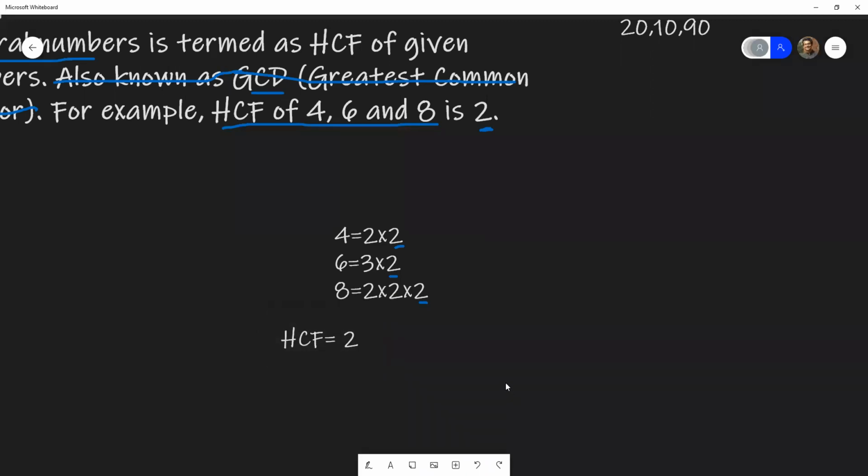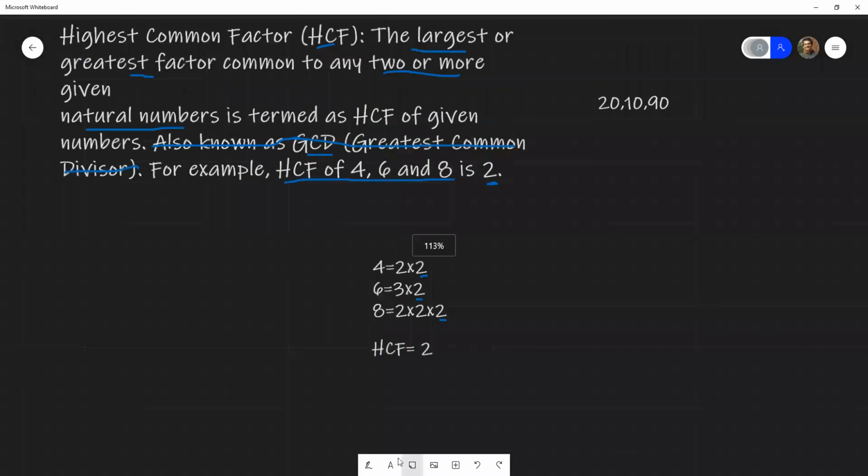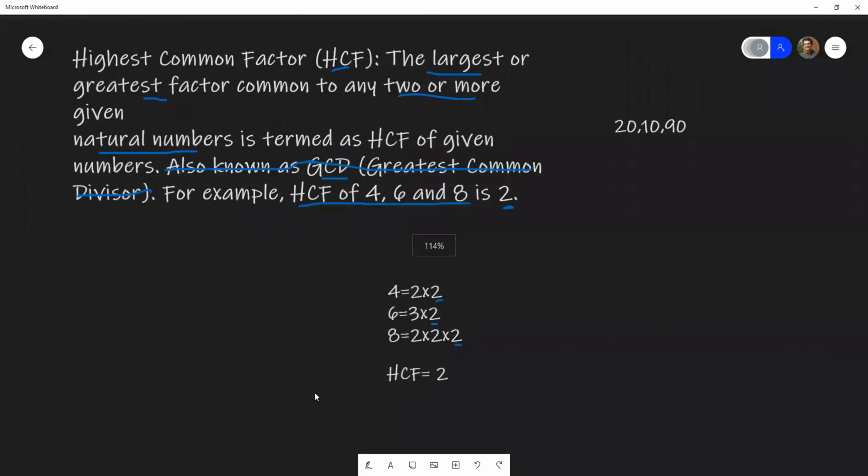Sir, can you explain HCF again? Okay, I will, obviously. This is called the prime factorization technique. We have to list all the natural numbers and get all the factors of each natural number. So we got for 4, 2 times 2, for 6, 3 times 2, for 8, 2 times 2 times 2. So what do we have common in the 3 lines?